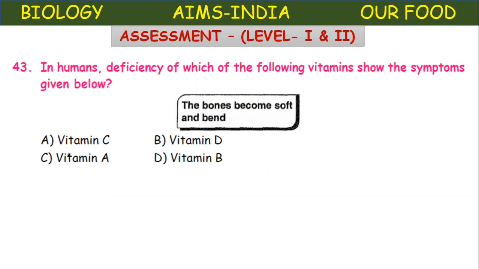In humans, deficiency of which of the following vitamins shows the symptoms given below? The bones become soft and bent. Vitamin C, vitamin D, vitamin A and vitamin B. So it is the vitamin D deficiency. It is a symptom of rickets disease.